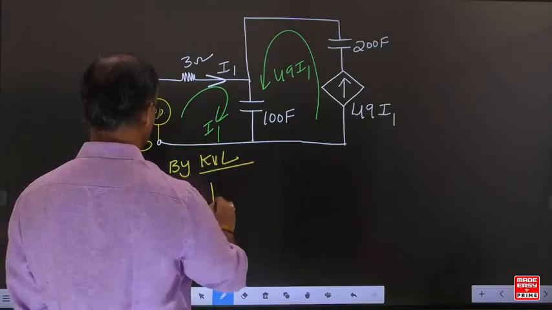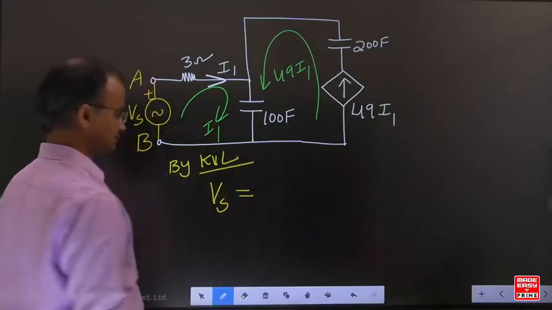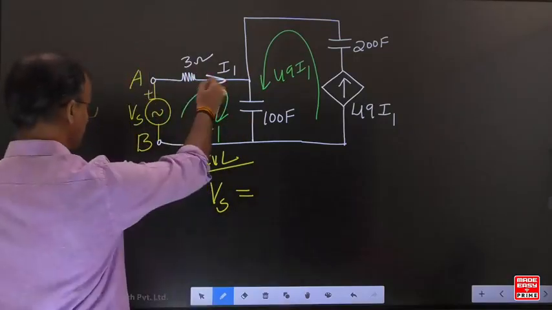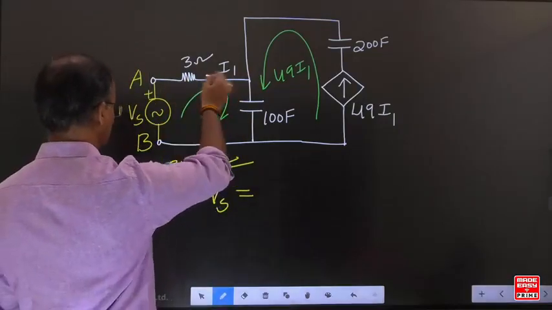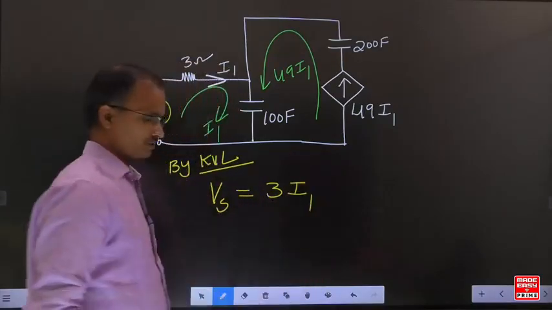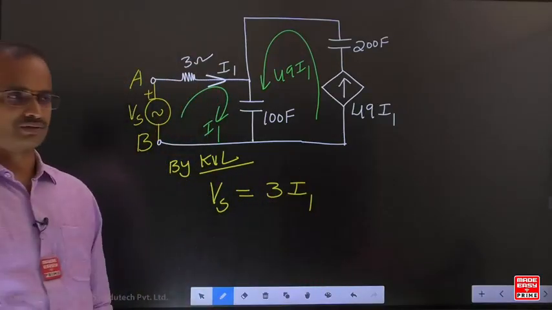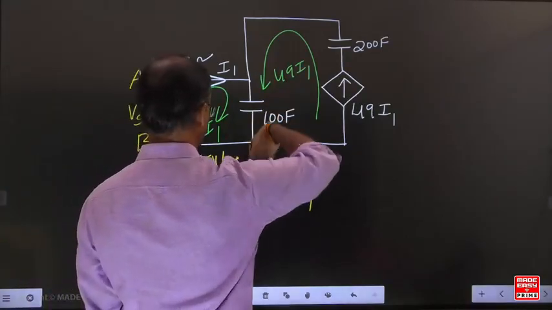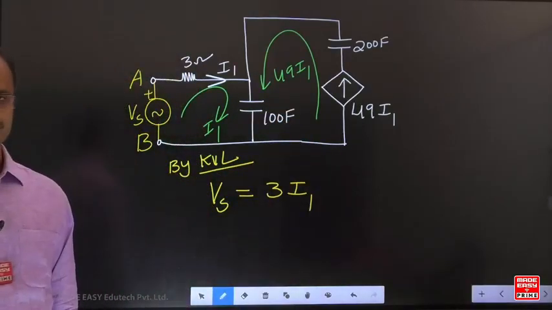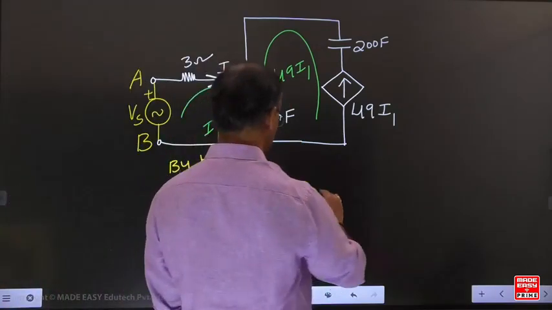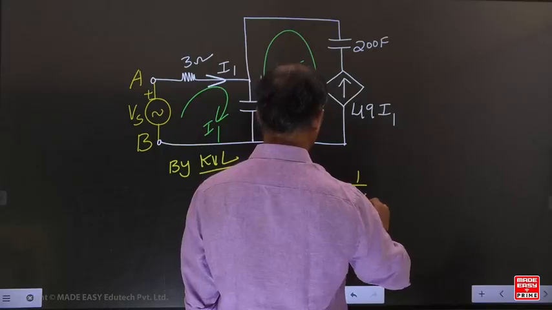By KVL, what is the source voltage? Vs. In this 3 ohm resistor, the current circulating is I1, so the drop is 3 I1. Now in this capacitor, I1 goes downwards, and 49 I1 also goes downwards. Both are in the same direction.